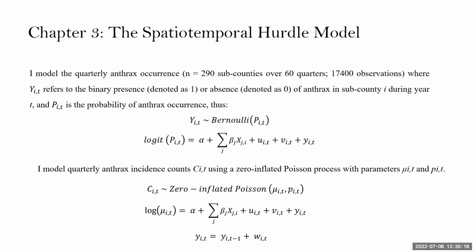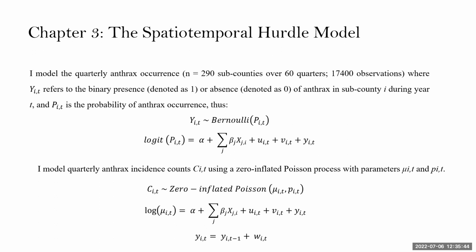So I modeled this quarterly anthrax occurrence using a Bernoulli distribution as shown in the first set of equations, and then modeled the quarterly anthrax incidence counts using a zero-inflated Poisson process with parameters as shown. I modeled the Bernoulli and ZIP distributions separately as functions of the covariates and the spatial and temporal random effects using a general linear predictor.